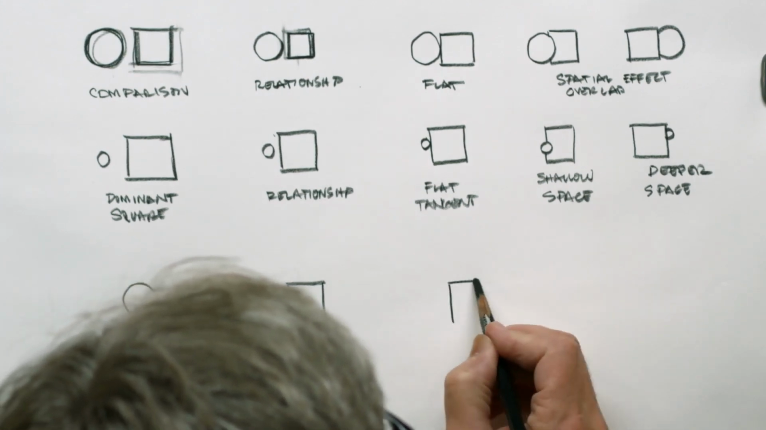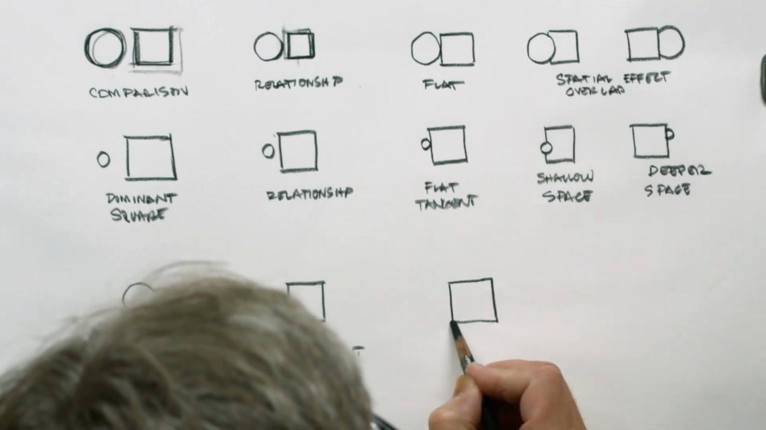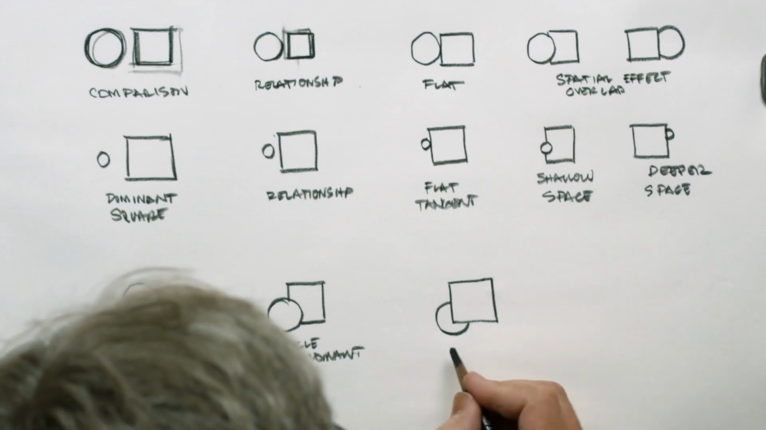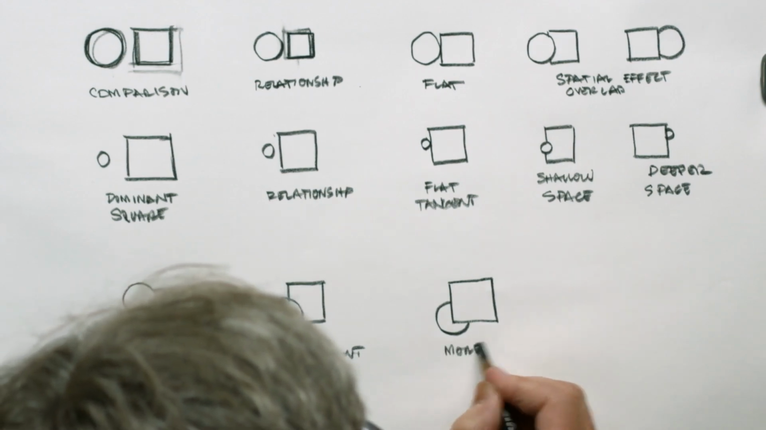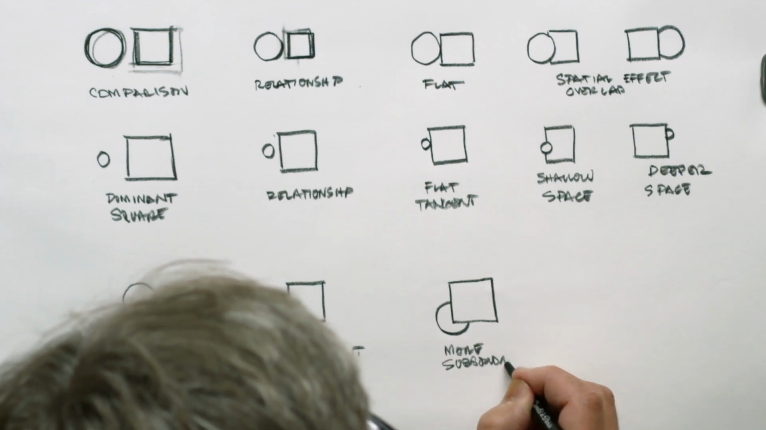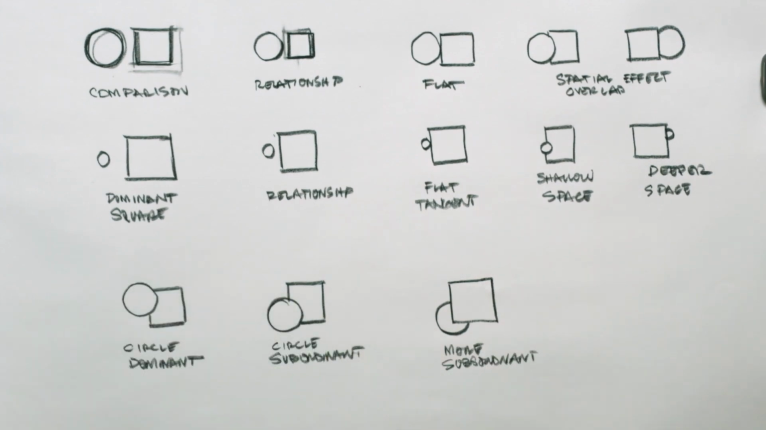I can make it more subordinate by putting it below and behind. If it's a little higher, it feels more dominant. These are two equal size objects. The one that's higher feels a bit more dominant. And then when you have them overlapping, higher and lower, you're compounding the effect.